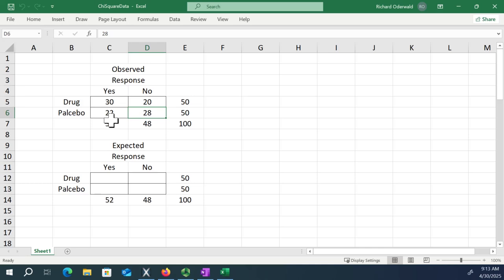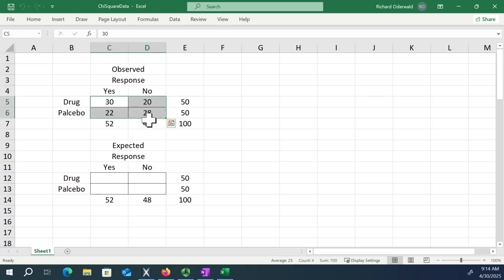So all we want to know is, is the placebo effect any different than random, basically. Right? And this depends on the observed values and the expected values. These are the observed values.